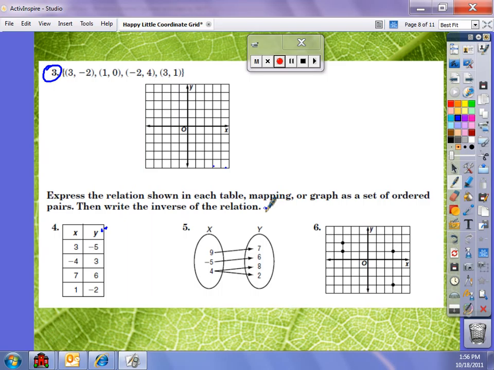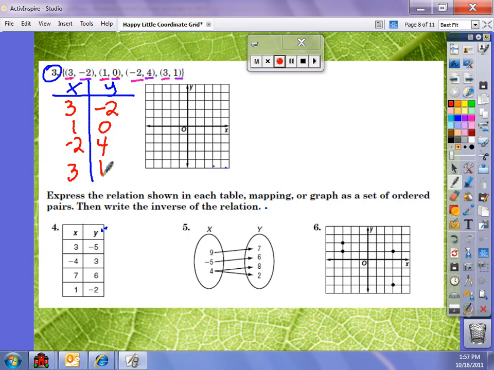So the directions, this is one of the worksheets that you got today in class. And the directions were to write the given ordered pair as a table first. So I'm going to make a t-chart of x and y. My x values are all of the first numbers of the ordered pairs, and the y values are the second. So each one of these we're just going to write, okay, if this is 3, -2, I'm just going to list it like this. Next one, 1, 0, -2, 4, 3, 1.